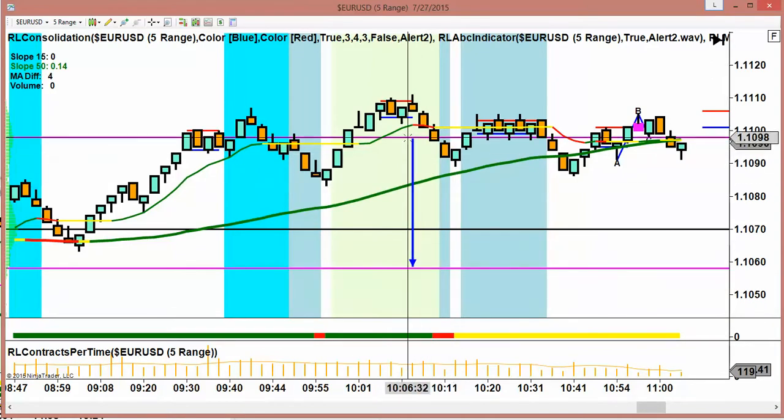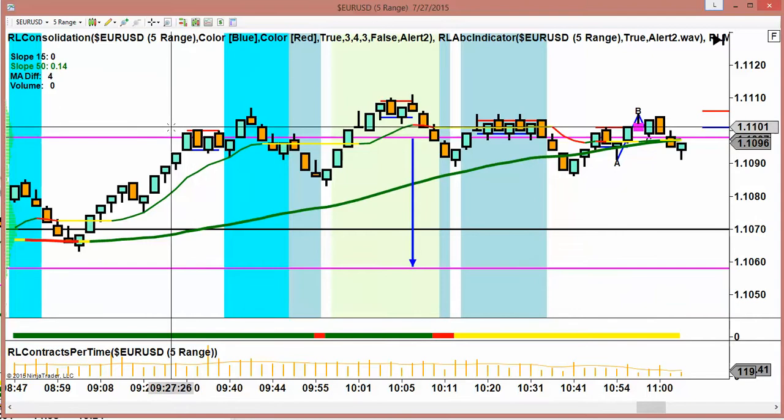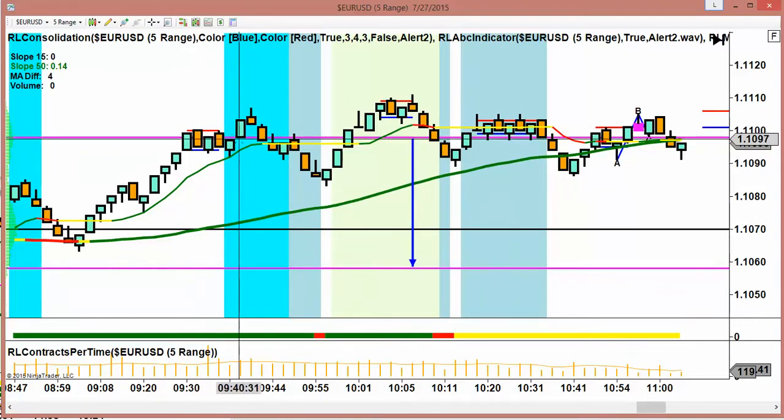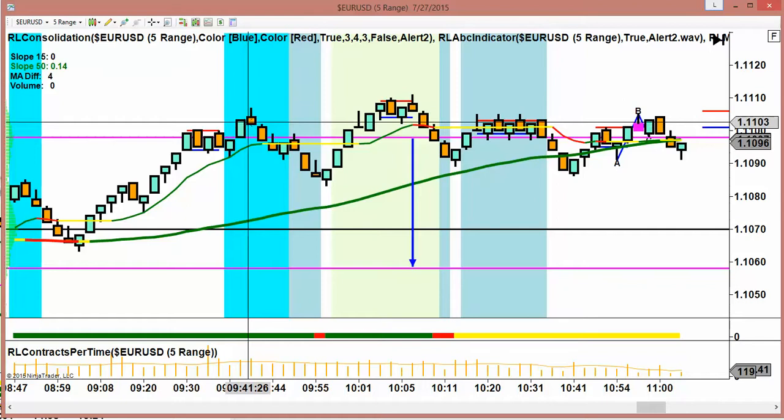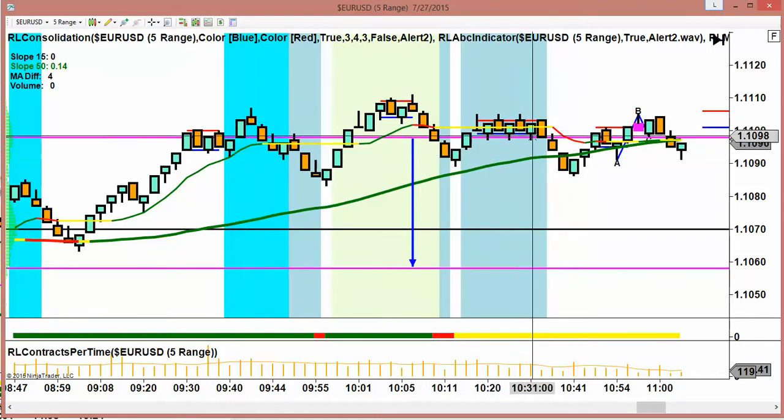And these areas act as tremendous areas of support and resistance. Like this area of consolidation, it sits right below the value area high. Eventually it breaks through. But you have to respect these areas and not trade into them.